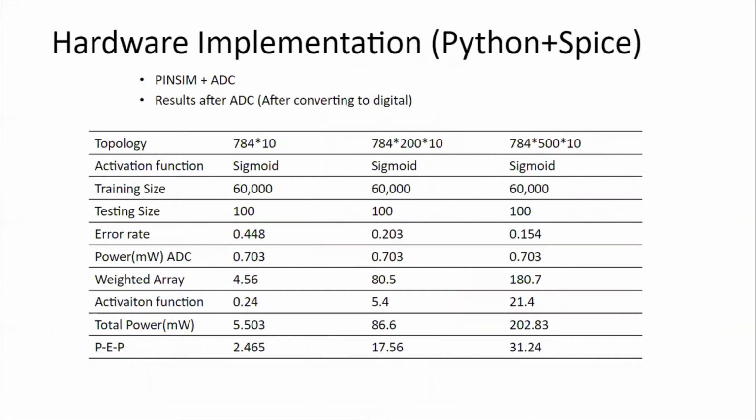We did the hardware implementation through Python and SPICE. This is the table for the PinSim plus ADC. For the 784 by 10 topology, the error rate was almost 45%. For the 784 by 200 by 10 topology, it was much less, only 20%. And for the 784 by 500 by 10 topology, it was 15%.